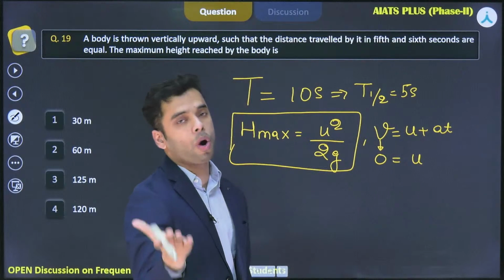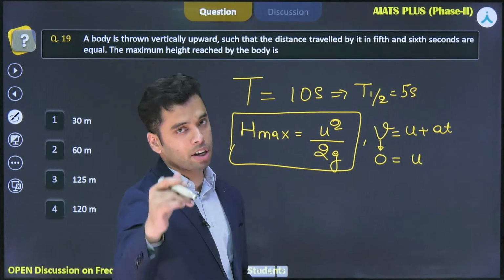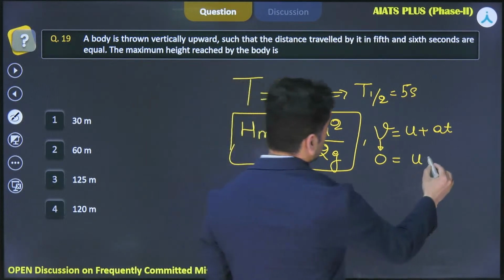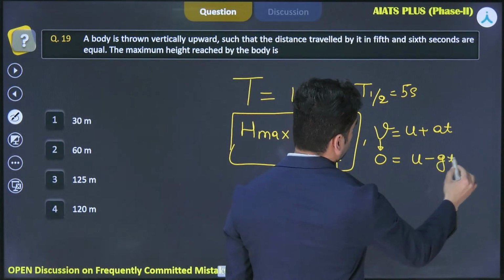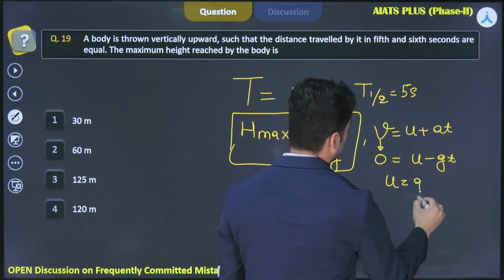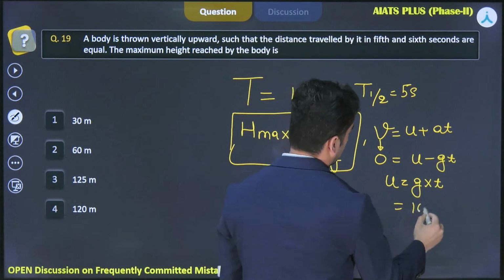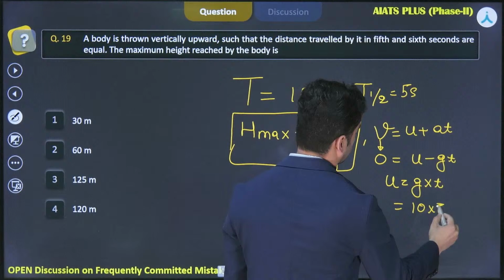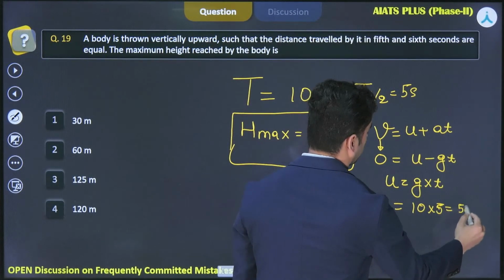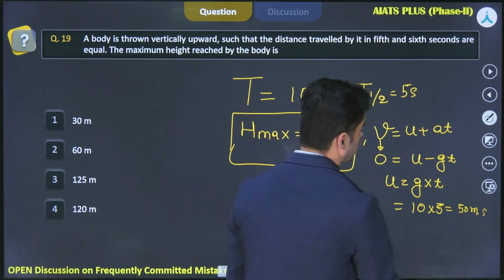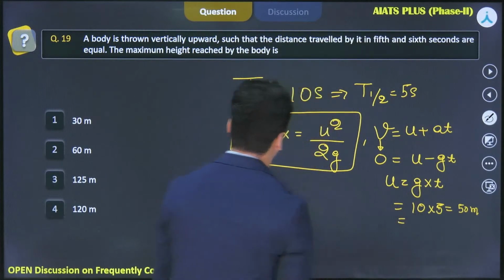U is in vertically upward direction. Acceleration due to gravity is acting in the downward direction. So U minus GT, so U is coming out to be equal to G into T. G is 10 and time taken to reach maximum height is 5. So it is 50 meter per second. Put it over here.